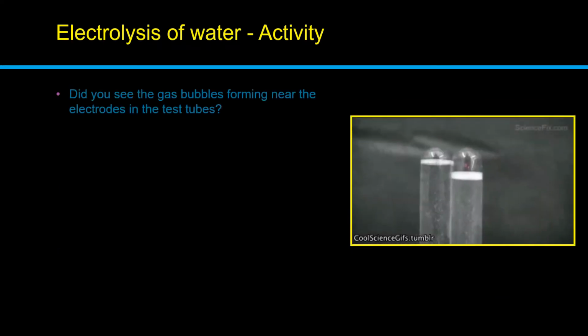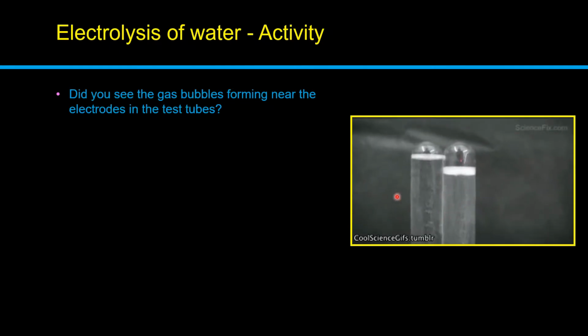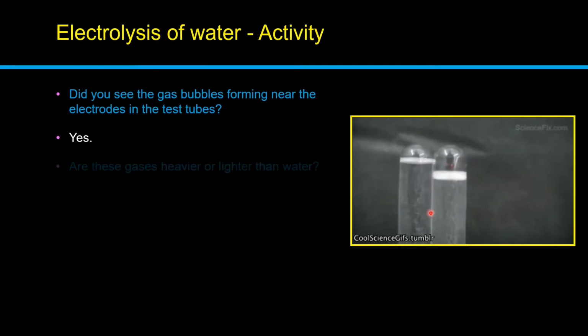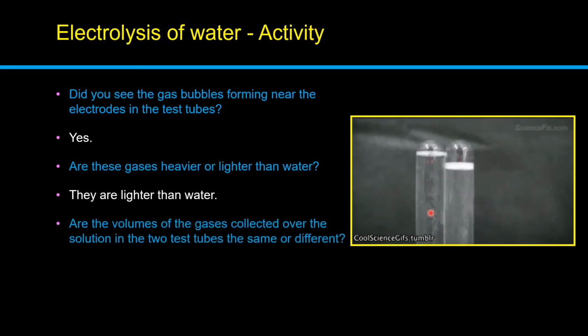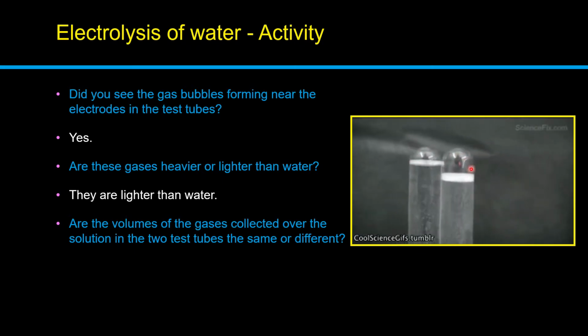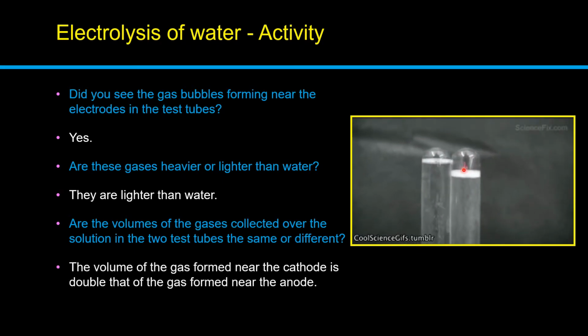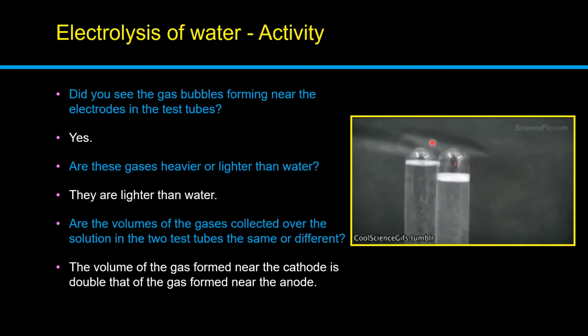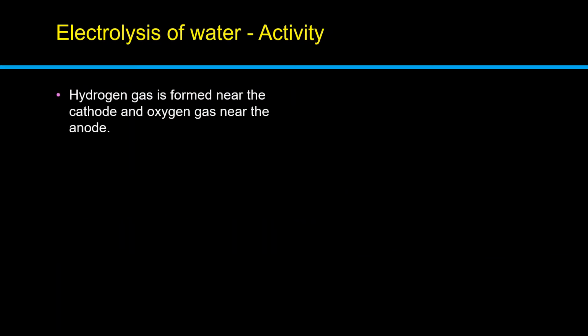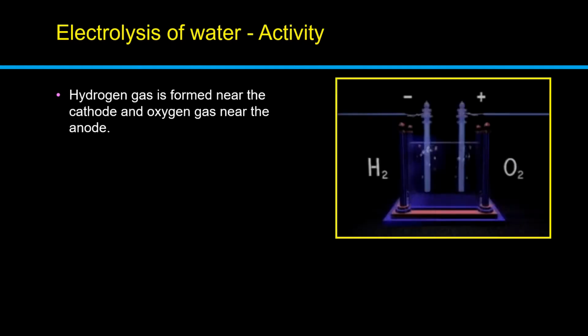Children, did you see gas bubbles formed near the electrodes in the test tube? Yes. Are these gases heavier or lighter than water? Of course, they are lighter than water. Are the volumes of the gases collected over the solution the same or different? What do you see? The volume of the gas formed near the cathode is double the volume of the gas formed at the anode. Hydrogen gas is formed near the cathode and oxygen gas is formed near the anode.